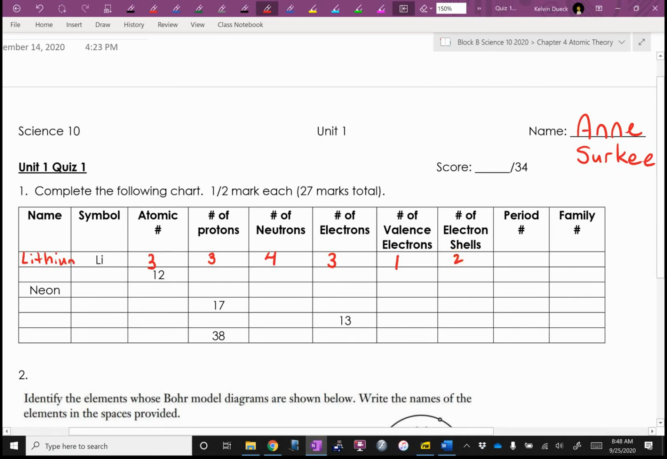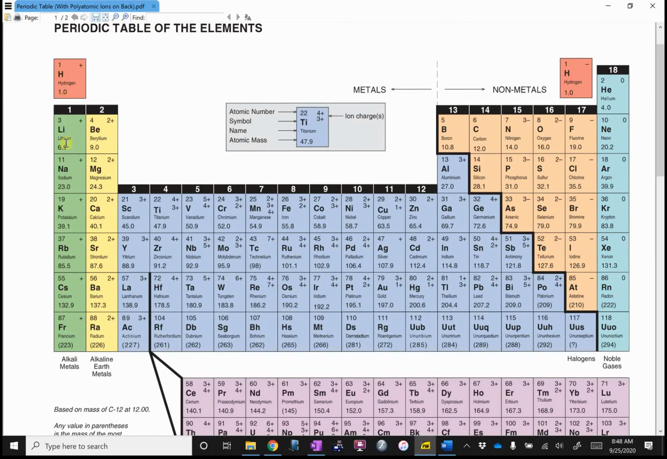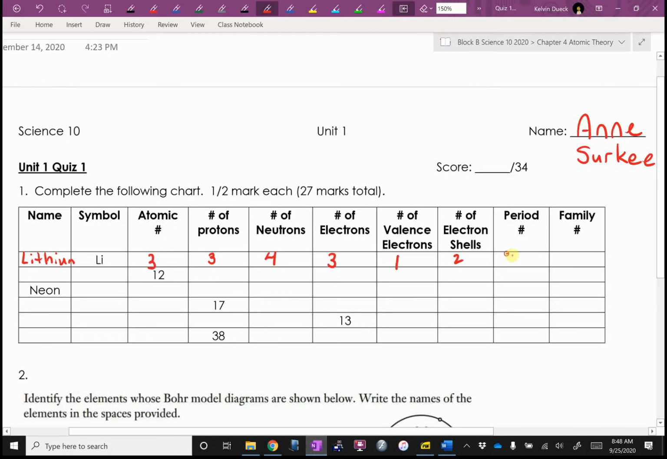Yep. You did, and you forgot, but now you remember. I'm hoping you're going, and it'll stick. That's the goal of this. Period. Well, period is the row down. So lithium is in the second period. Period number 2. Family, that's the vertical columns. Lithium is in the first family. That family has a special name, the alkali metals. 1 mark for each of those.